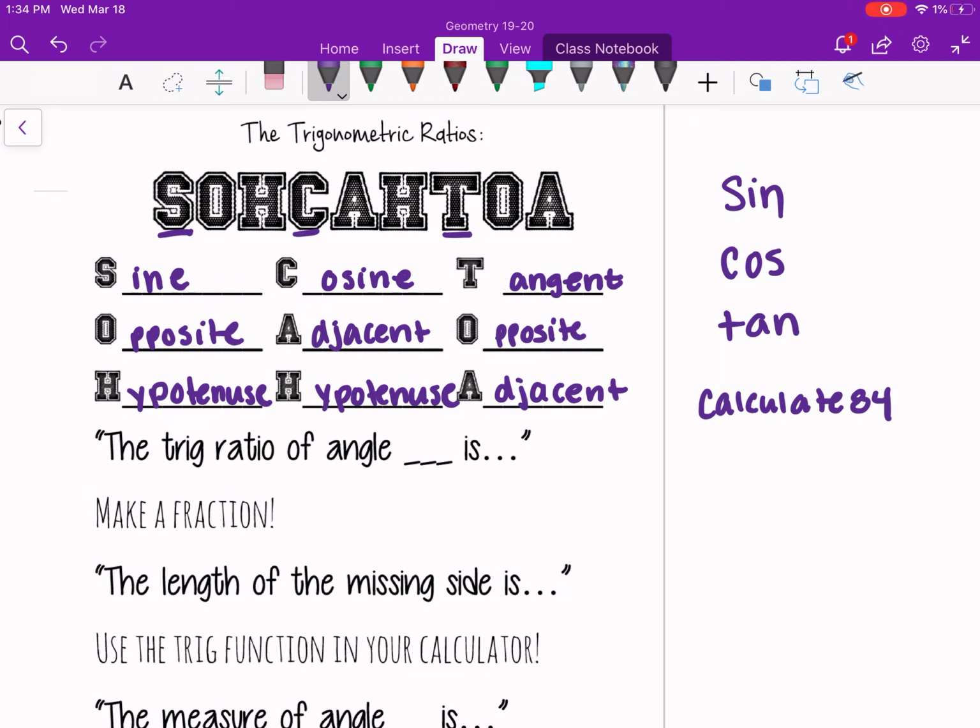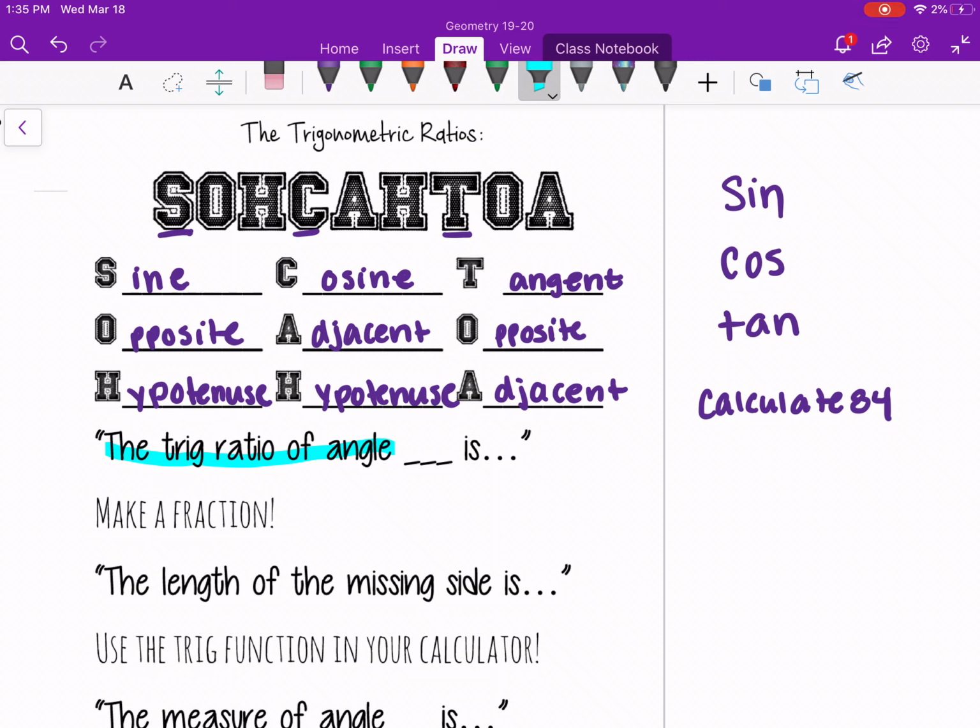These sides, opposite and adjacent, refer to the other 2 sides in the triangle that are not the hypotenuse, and we'll go over how to identify those and how they change based on where your angle is. So the thing you'll be asked to do right now in today's video, this is all we're going to worry about, is finding the trig ratio of an angle.